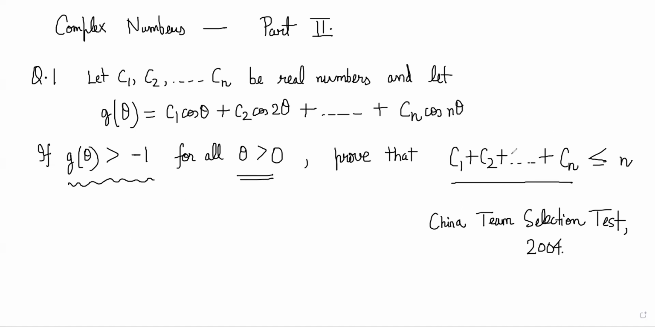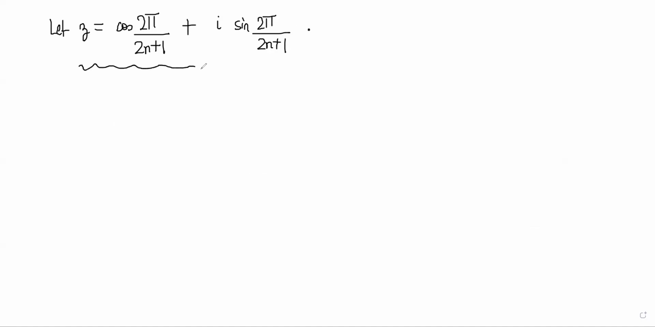So this is a question where you will learn how to apply the concept of roots of unity of a complex number. So let's look at that. I'll work it out in the next screen. So let's say let z be equal to cos of 2 pi by 2n plus 1 plus i sine 2 pi by 2n plus 1. If you take z like this, then it is obvious that z power 2n plus 1 by De Moivre's theorem is cos 2 pi plus i sine 2 pi, which is equal to 1.